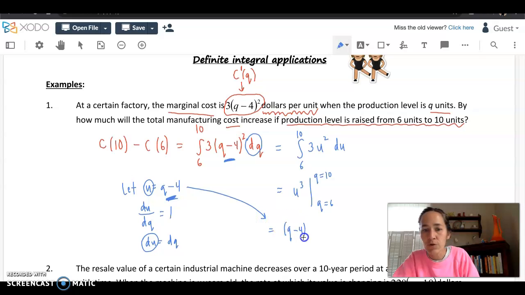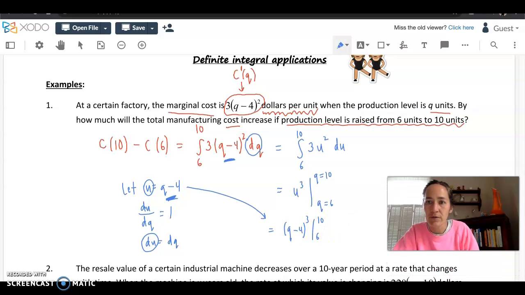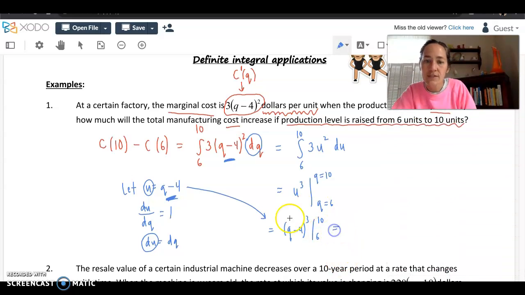Q minus 4 to the third, evaluated from 6 to 10, and now it's just a plug-in, right? Let me move myself out of the way. So 10 minus 4 cubed, that's 6 cubed, because 10 minus 4. Minus 6 minus 4 cubed, that's 2 cubed that we're subtracting. 216, take away 8, you get 208.